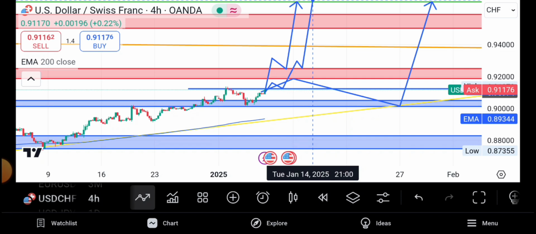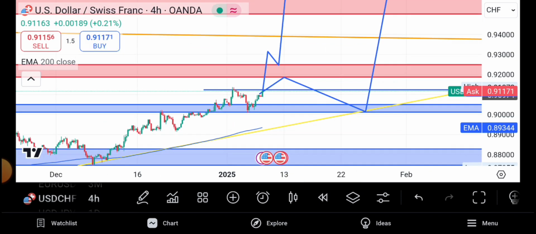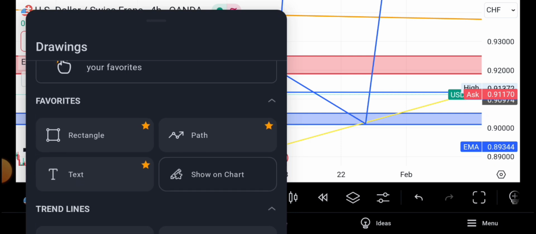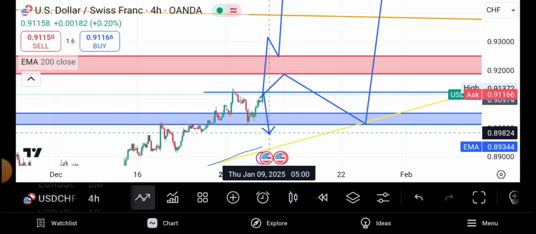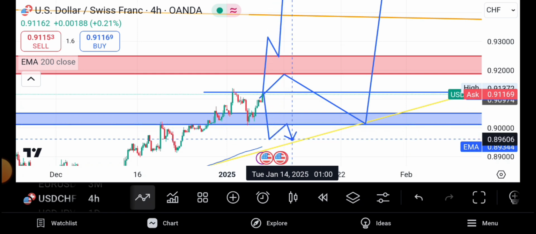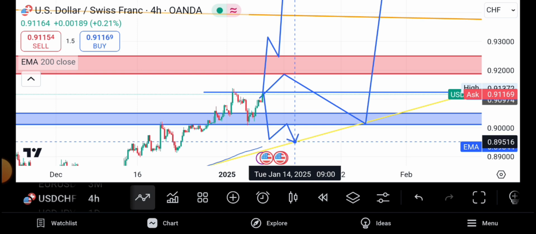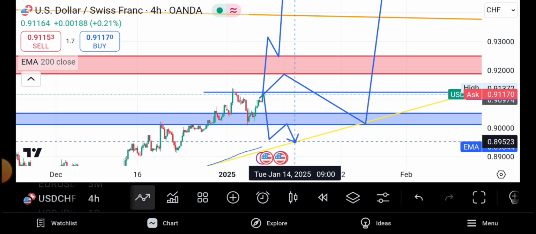So that is if you are looking to buy this pair. But if you are looking to sell this pair, currently you shall wait for this zone, this area, to be broken. Then once broken, retest. Once retested, remember we have a trend line here. Meaning this trend line might force this market to go up like that.